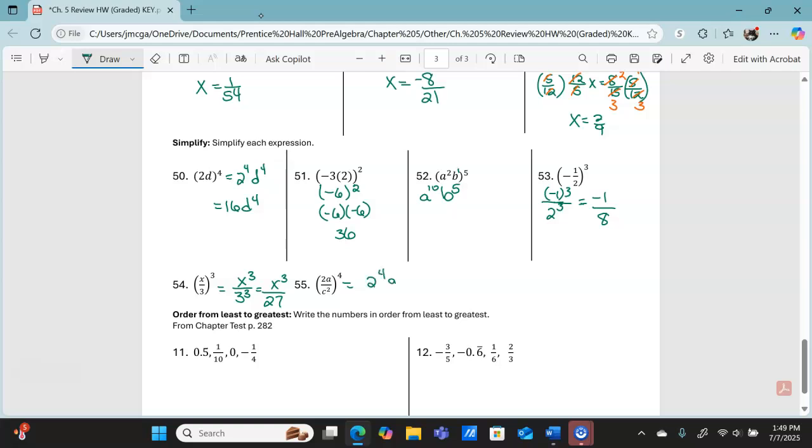2 to the 4th, a to the 4th, c to the 8th. 2 times 4. 2 to the 4th, we already said was 16. And that's your answer there.